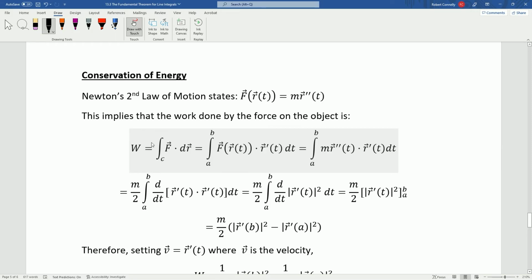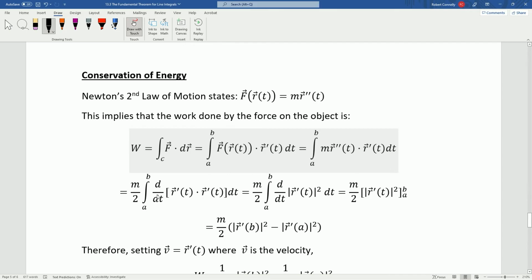So this implies that the work done by the force on the object, which as we've seen is the integral over C of F dot dr, can be written as the integral from a to b of m times r double prime of t dot r prime of t dt. This is equal to the mass divided by 2 times the integral of the derivative with respect to t of r prime dot r prime of t dt. This is something we saw way back in the dot product derivative rules.